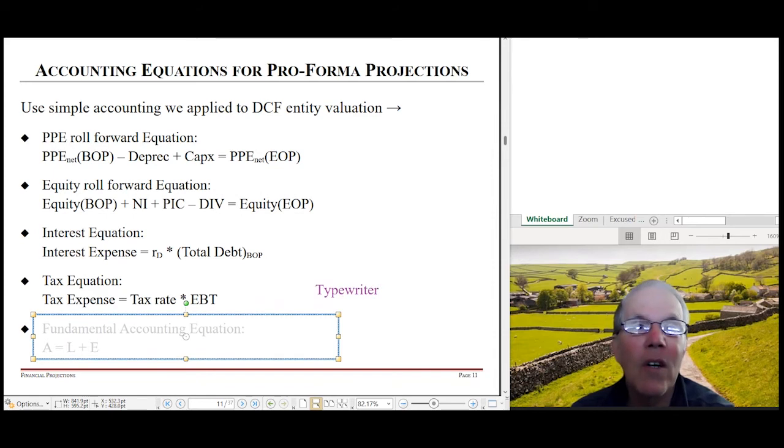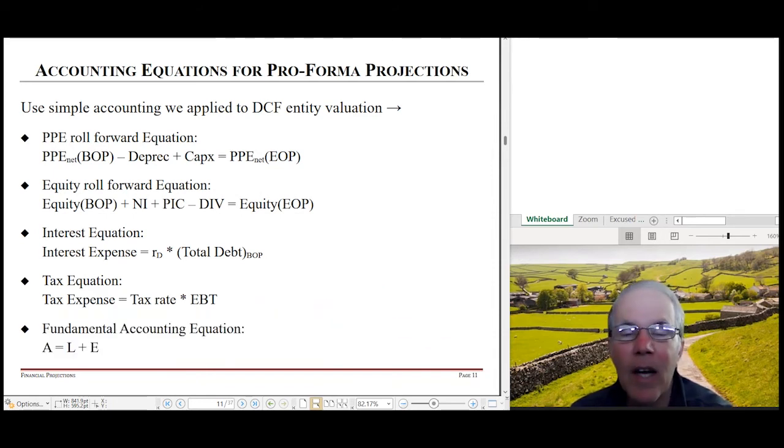And then finally, let's not forget, last but certainly not least, the fundamental accounting equation, true at all times, under all circumstances: assets equal liabilities plus equity.